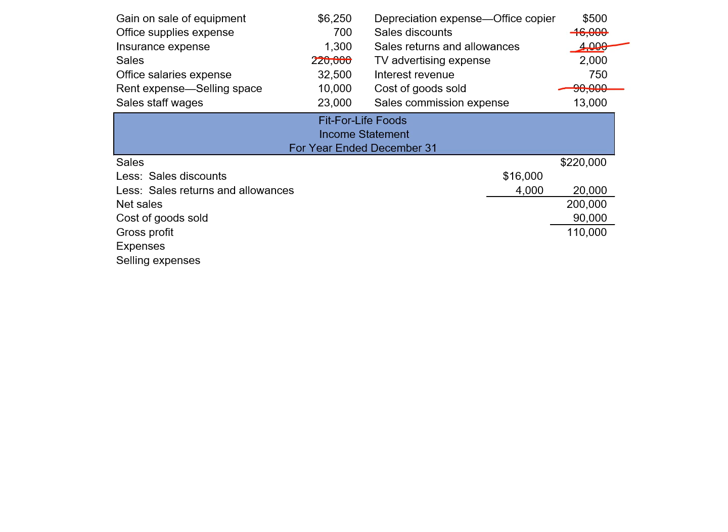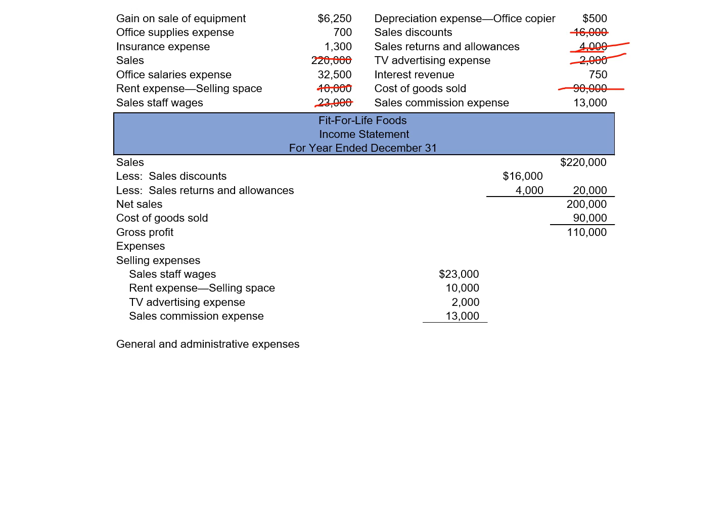And then we have our expenses. So our selling expenses, they told us what those should be. They told us that we should include rent expense, selling space, sales staff wages, and there was one other, commissions, right? So sales staff wages is 23,000. Rent expense for the selling space is 10,000. The TV ads are 2, and then sales commission of 13,000. So we have total selling expenses of 48,000.